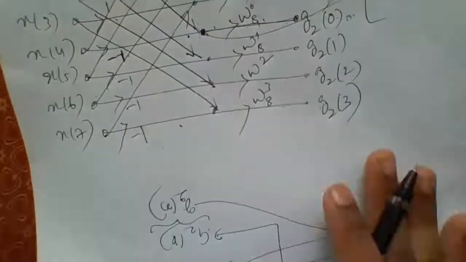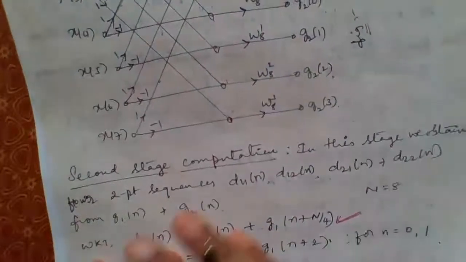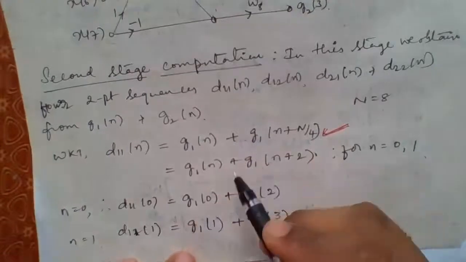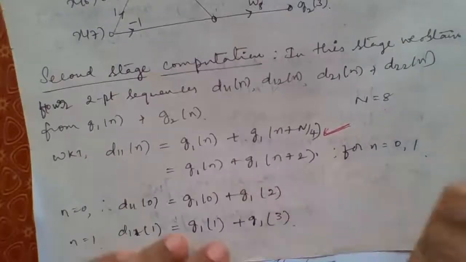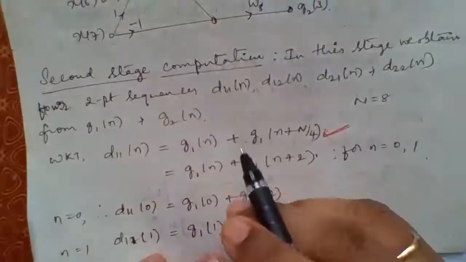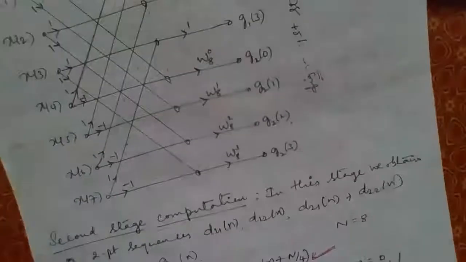Now in the second stage, the g1 of k and g2 of k are individually considered. Okay, and g1 of k is further decimated into two sequences. Similarly, see here, here it is there.